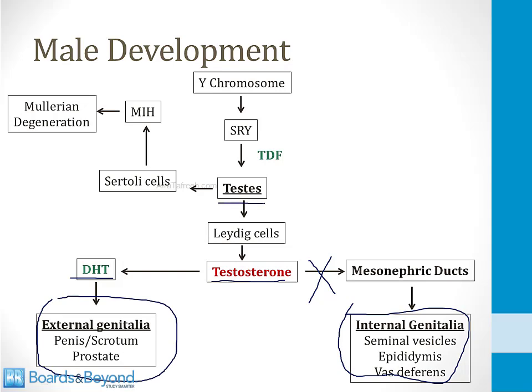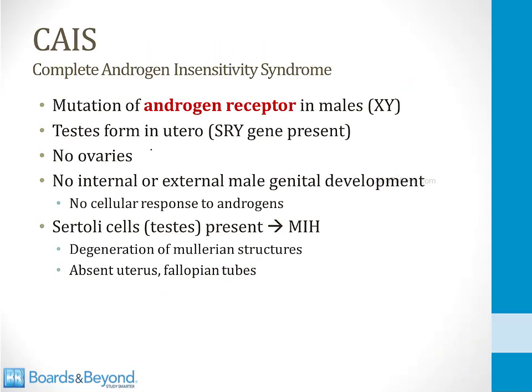The testes are, however, present, and there are Sertoli cells that release Müllerian inhibitory hormone, so the internal Müllerian female structures will degenerate. What this means is that you will have a chromosomal male with an X and a Y chromosome. The external genitalia will be female, and internally there will be no structures whatsoever because the male internal genitalia did not develop and the internal female genitalia degenerated because of MIH coming from the Sertoli cells. I've summarized these points on this slide.